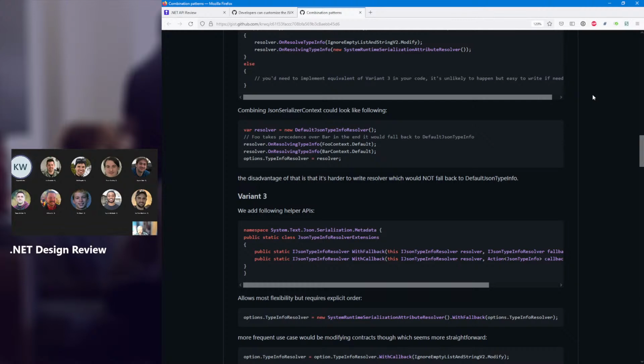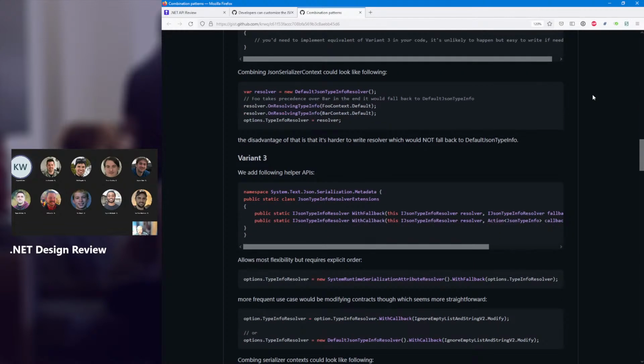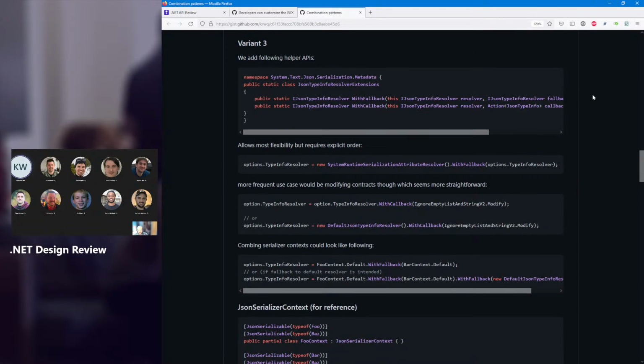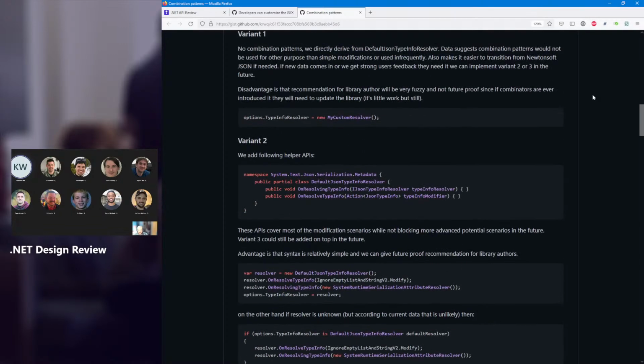I like both variants, 2 and 3. Let's start with the fact that, looking at the usages, there's not a strong enough case in usage terms to add any of the combination patterns APIs. But given the fact that the combination pattern APIs enforce better patterns for users, I think it's a good idea to add such APIs, although I think they will be very rarely used.